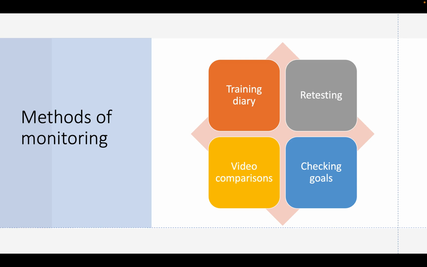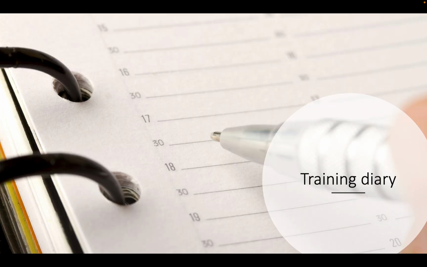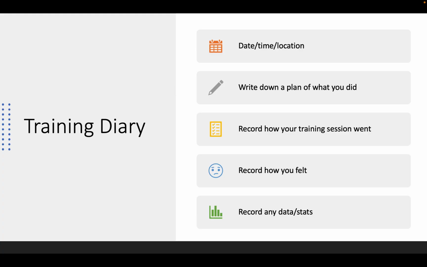So, methods of monitoring. There's 4 main methods of monitoring that you're going to learn about during your higher PE course this year: the training diary, retesting, video comparisons, and checking goals. So we're going to look at each of these in turn, and the first one we're going to talk about is the training diary. Now, the training diary is basically where you would fill out a diary or a booklet.